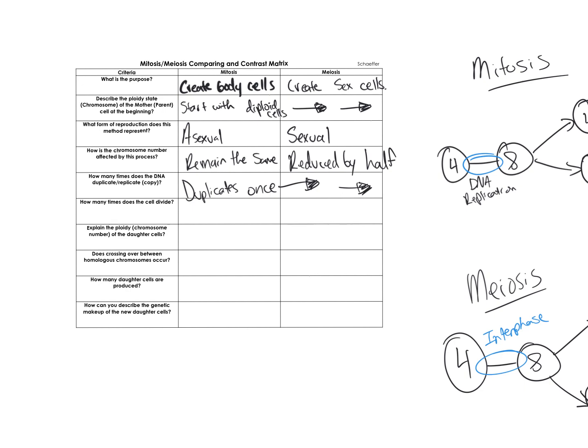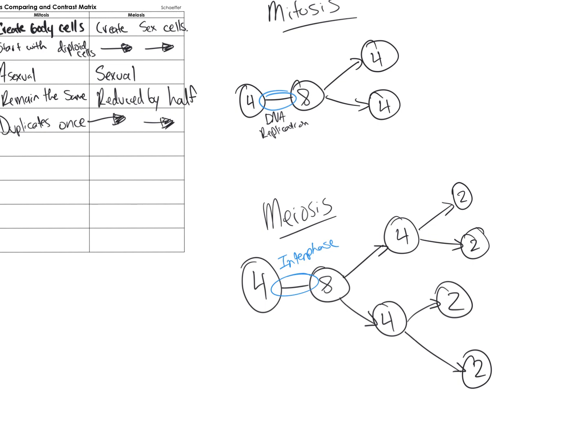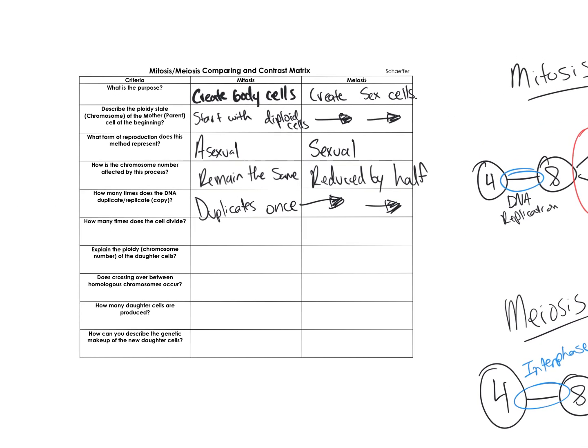How many times does the cell divide? So what that's getting at now is it's asking how many times is it dividing. Like this is one division there, and we got 2 divisions here. So we have a total of 1 division that happened here, 2 divisions total for meiosis. But in mitosis we only have 1, so that's this one here. So I'm going to write in here divides once. Then on our box for meiosis, I'm going to say divides twice.